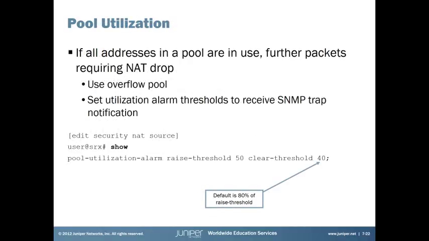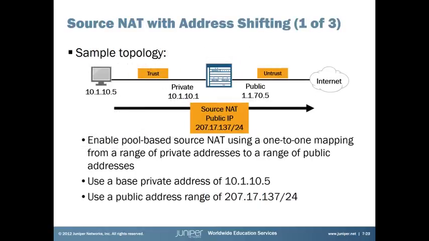Okay, so pool utilization: if all addresses in a pool are being used, further packets requiring NAT will drop. You can overcome that problem by using an overflow pool, and you can set some utilization alarm thresholds to receive an SNMP trap notification if we are running short of addresses.